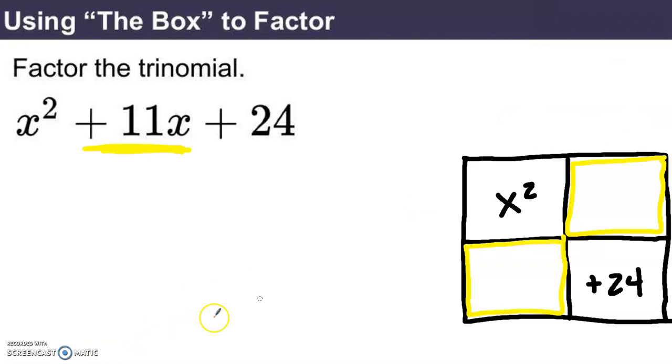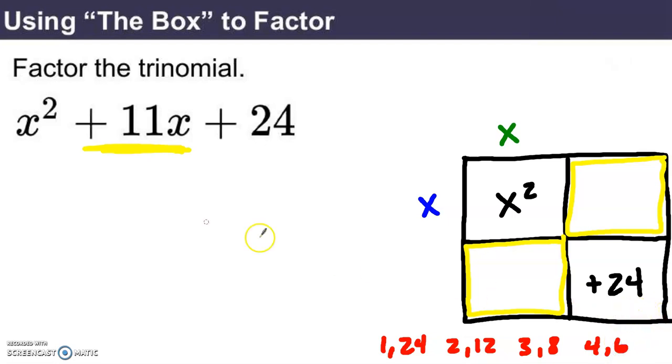One thing I'm pretty comfortable saying is that I know what to multiply to get x squared. It would be an x here and another x here. But to figure out what 2 numbers go here and here, I need to figure out what 2 numbers I could multiply to get 24 that would also add up to give me 11. So let me maybe list out some of the things I know that multiply to give me 24. I could use 1 and 24. I could use 2 and 12. I could use 3 and 8. I could use 4 and 6. Can you figure out which one of those would add up to 11? Yeah, it's this one.